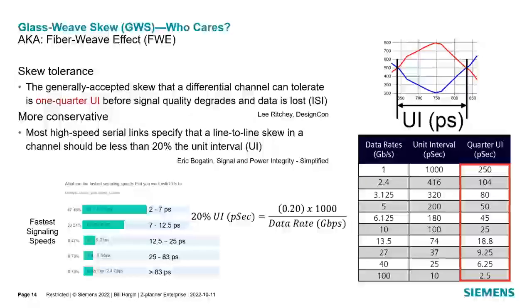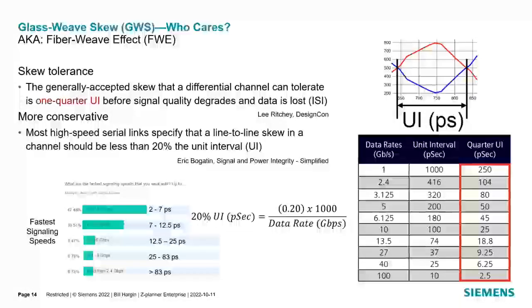If you want a more conservative approach, Eric Bogatin in his book, Signal and Power Integrity Simplified, uses 20% of the unit interval. And a lot of high-speed serial links will specify that for a line-to-line skew tolerance. You can use either. I don't have a strong preference. You could make a good argument that the more conservative approach is better. 20% of the unit interval, if you want to do a calculation, you take 20% times 1,000, divide it by the data rate in gigabits per second, and you get the skew tolerance in picoseconds.